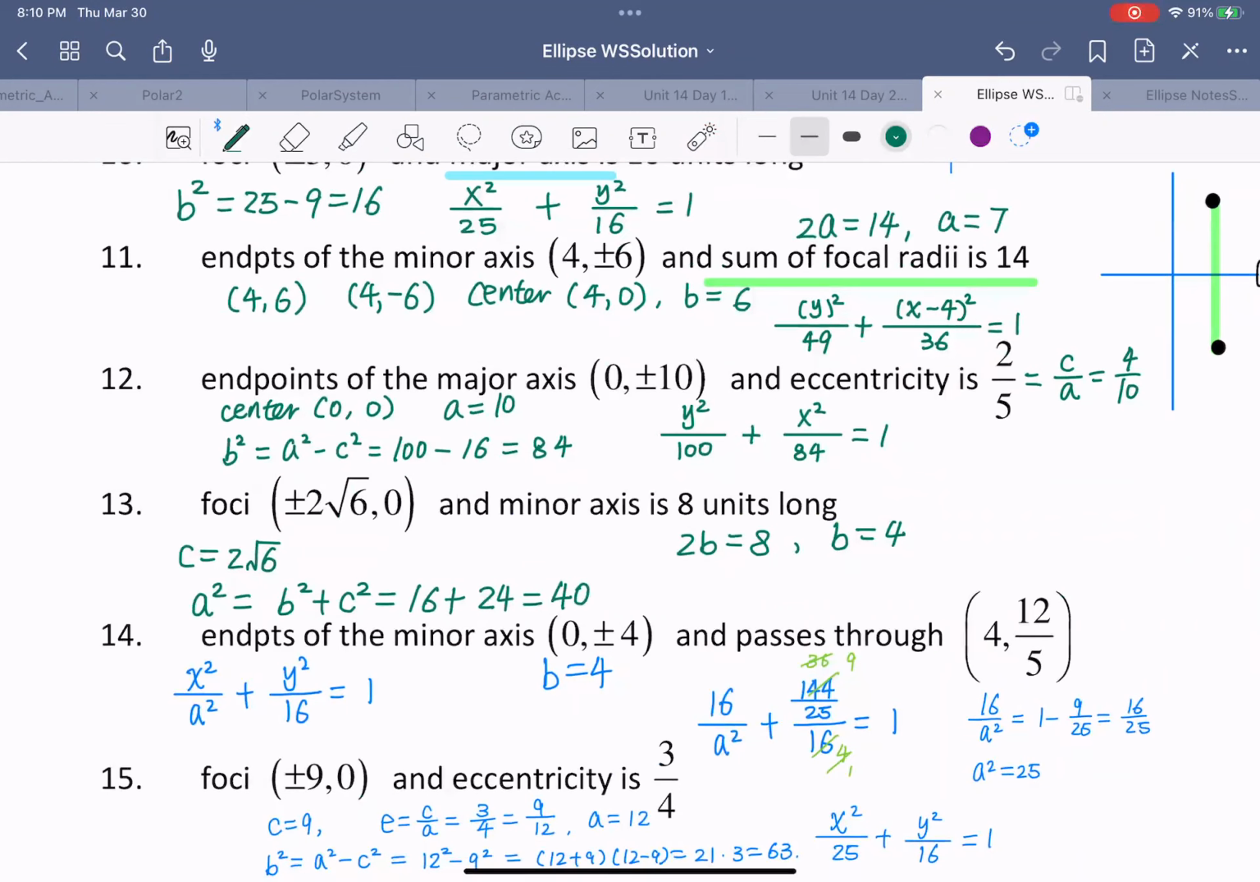Y squared over 16 plus, this is in which direction? In X direction, right? It's X squared over 40 plus Y squared over 16 equals 1. That's it. Okay?